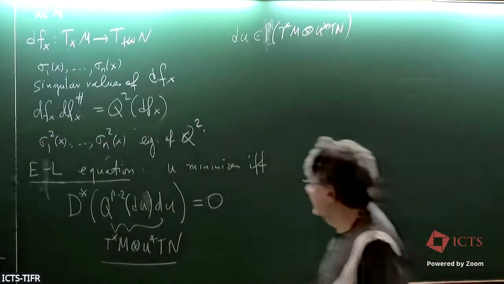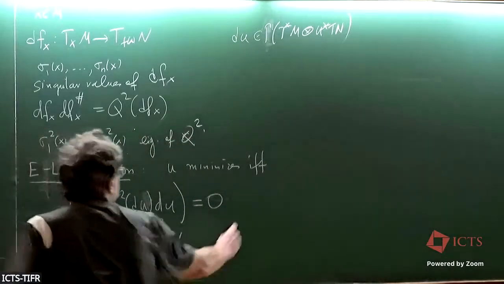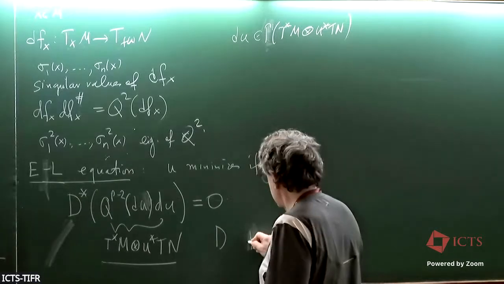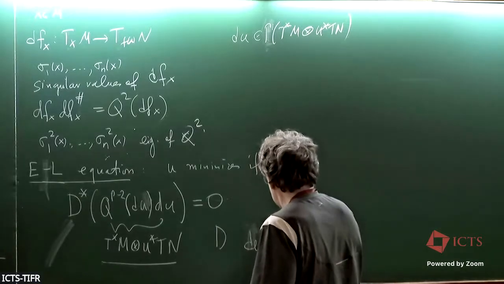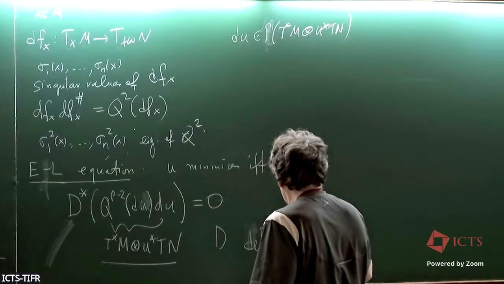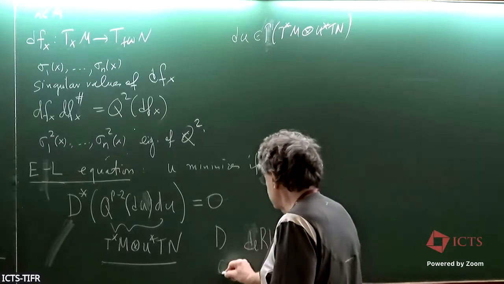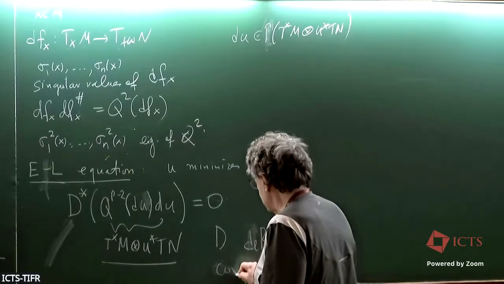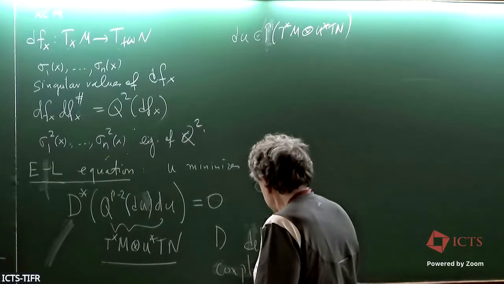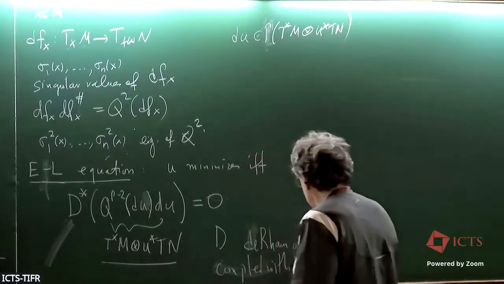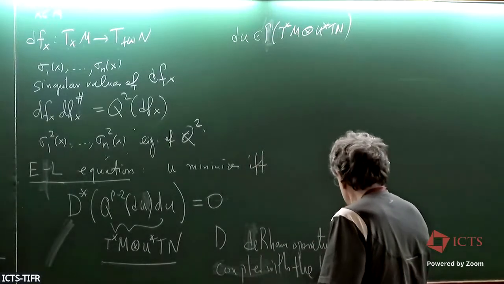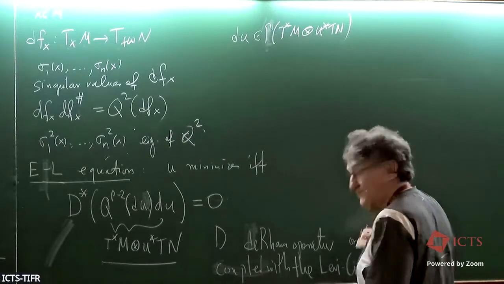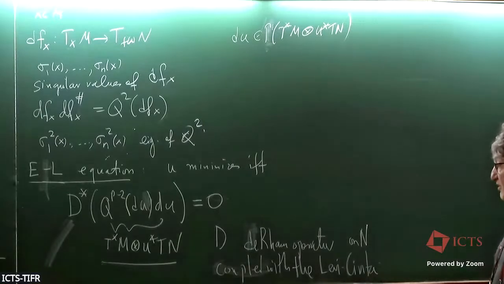And D is the de Rham operator corresponding, coupled with the Leibniz connection. The Leibniz connection on N. Okay, or on the pullback of N.